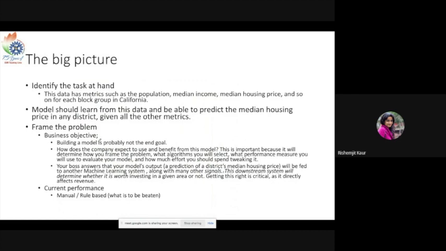So the primary objective could be building the model, but this is not the end goal. Once we build the model, the end goal could be how the company expects to use and benefit from this model. And this is important because this will help you to frame your problem. This will help you to select what kind of algorithms you use, what kind of performance measure you will choose, and also how much effort you should be spending, right?